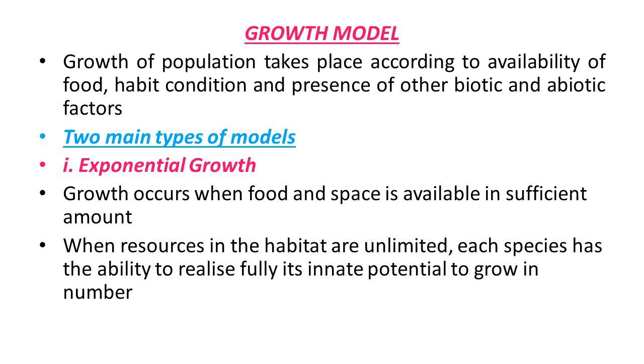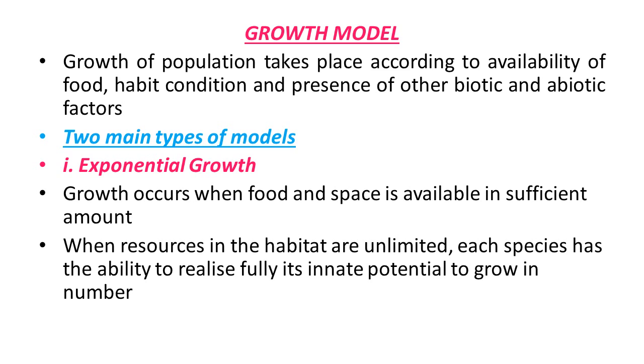In this topic we are going to study how nature controls population growth, through two main types of models known as growth models: exponential growth and logistic growth. First, exponential growth. Resources in a population's habitat, meaning food and space, are obviously essential for the unimpeded growth of a population. So food and space are the most important requirements or resources.